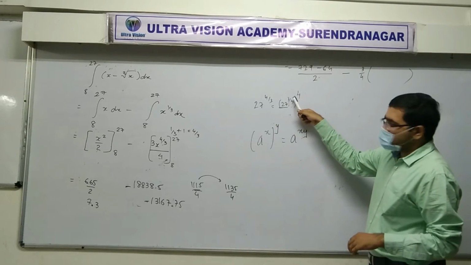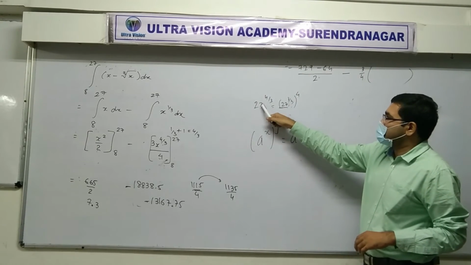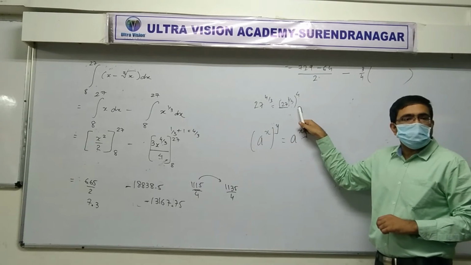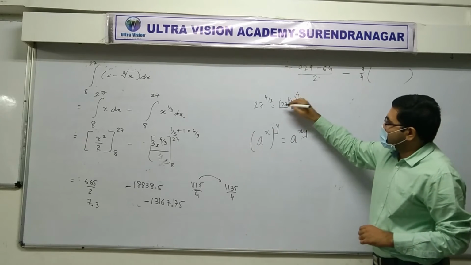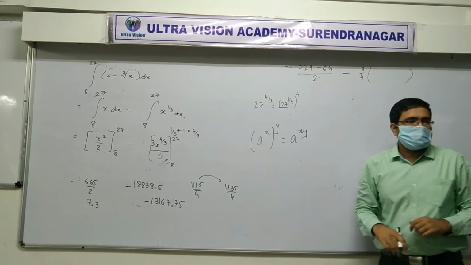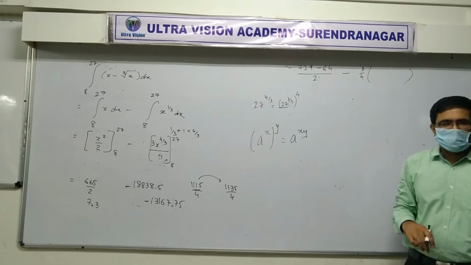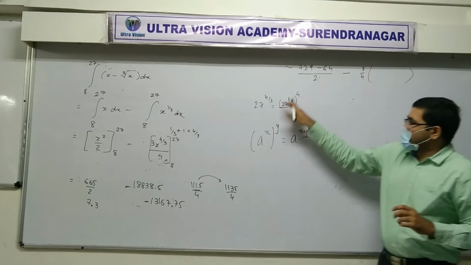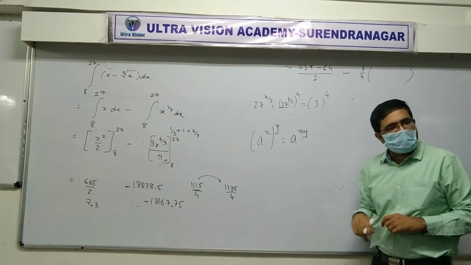So 27 raised to 1 by 3 and then again raised to 4. That would be the same as 27 raised to 4 into 1 by 3. 1 by 3 into 4 is 4 by 3. Now what is 27 raised to 1 by 3? Cube root. Raised to 1 by 3 means cube root. So 27's cube root is 3. So this bracket becomes 3 and then that 3 is raised to 4.